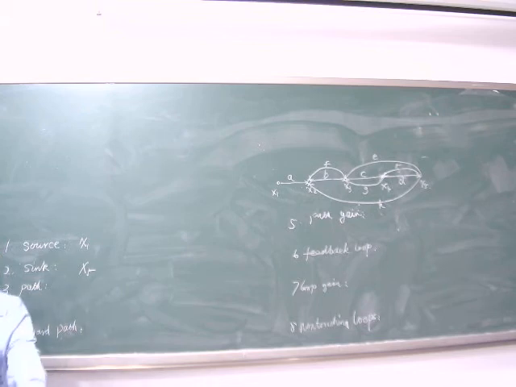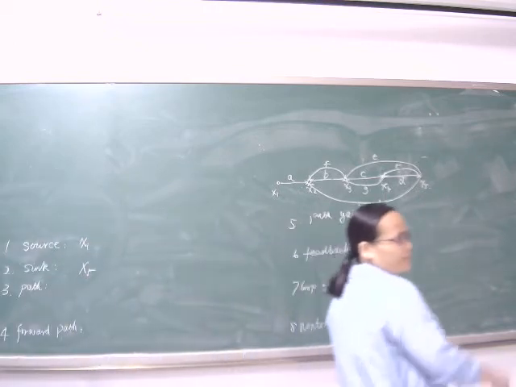Paths. How many paths? 1, 2, 3, 4. A B C D. We only focus on the many paths.